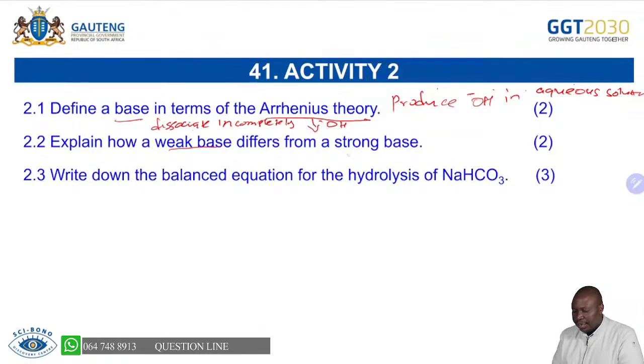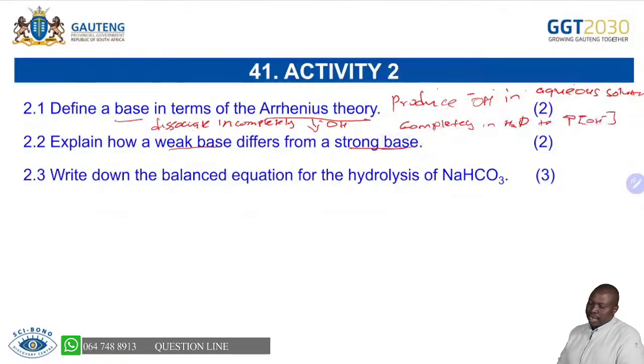But when it comes to a strong base, it will dissociate completely. So all of them dissociate, but the weak one dissociates incompletely. The strong one will dissociate completely in water or an aqueous solution to form a high concentration of hydroxide ion. So you are able to get your 2 marks there. Remember, you are 4 marks richer. You are moving in the right direction.